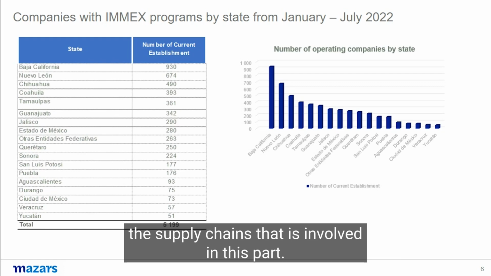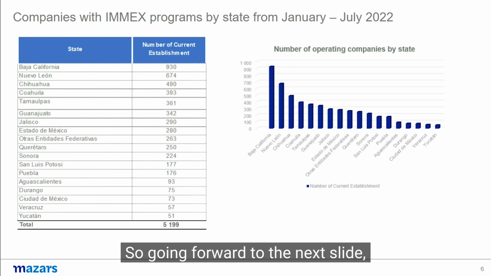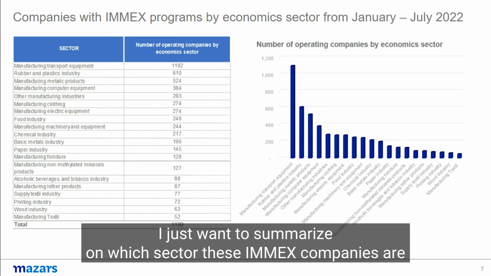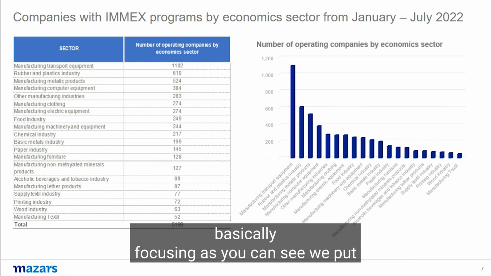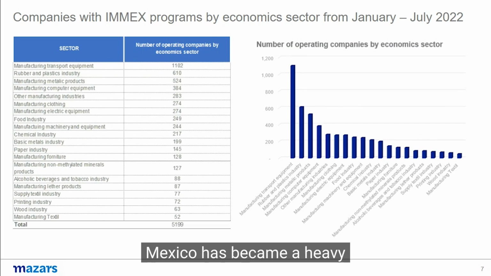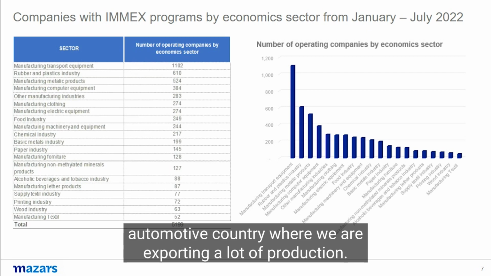So going forward to the next slide, I just want to summarize which sector these IMEX companies are basically focusing on. As you can see, we put manufacturing, transport, equipment. This all has to do with automotive. Mexico has become a heavy automotive country where we are exporting a lot of production.